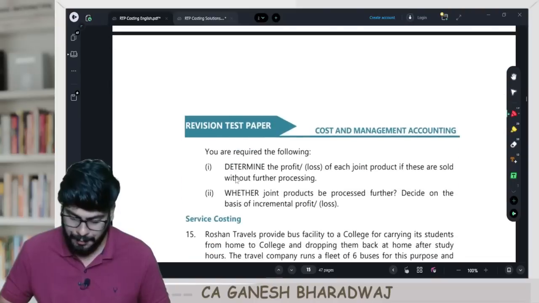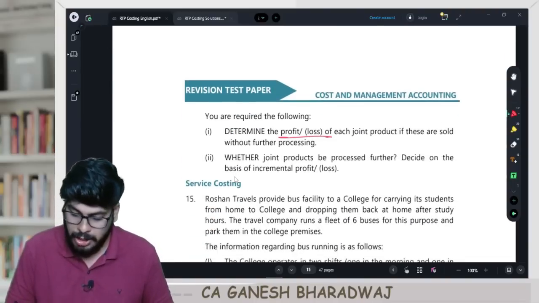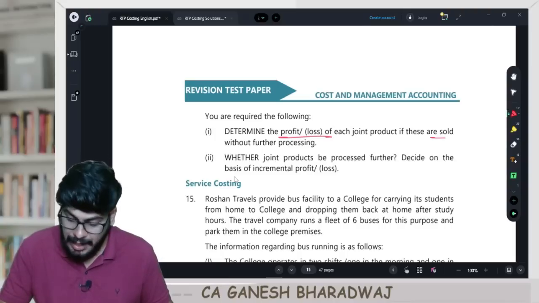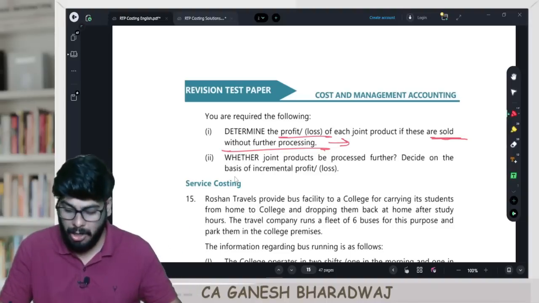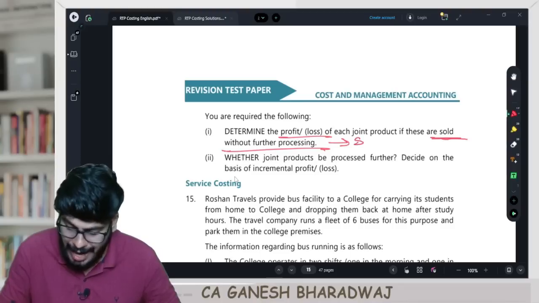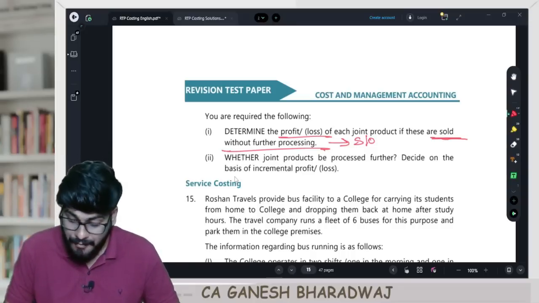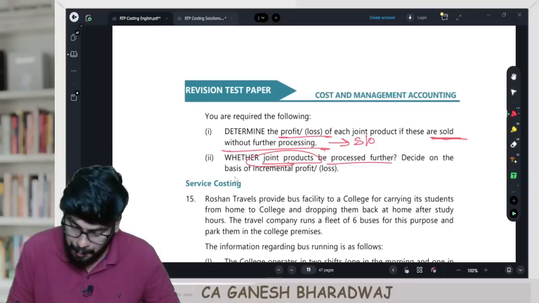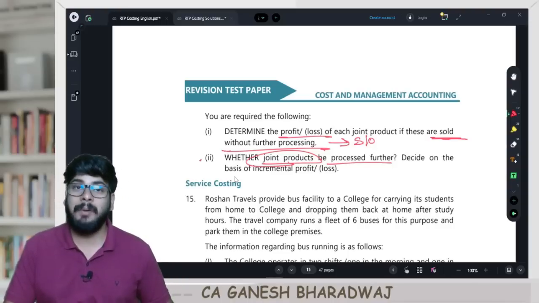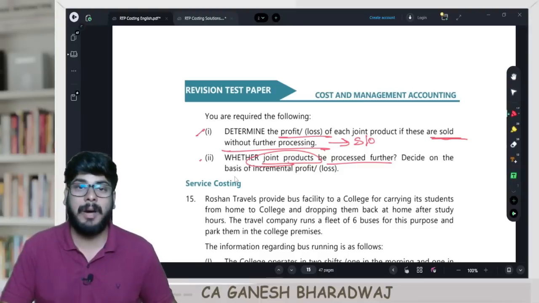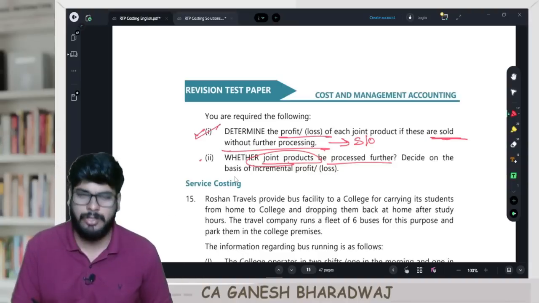Now, what have they asked for? You are required to do the following. Number one, determine the profit or loss of each of the joint products if they are sold without further processing. Means what? They are asking you to calculate the profit or loss if the products are sold at the split off point. That's the first part of the question. Second, whether the joint products should be further processed or not. Decide on the basis of incremental profit or loss. So the second part of the question is decision making. The first part of the question is going to be your profit computation. Are you clear with this? Perfect. Now first, let's do the first part of the question.